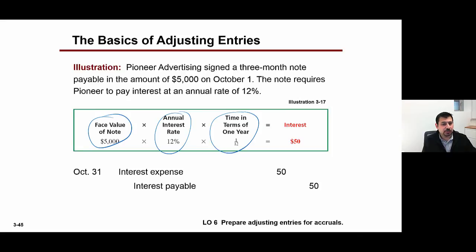Now, with the note, we'll talk about that later on in a future chapter, but basically, if it's a 3-month note, that means after 3 months, Pioneer Advertising will have to pay the $5,000 plus any interest that has accrued. They don't need to pay the interest every month. They pay it all at once at the end of the period. So after 3 months, the company has to pay the face value plus interest. As a result, because interest will not be paid now, we credit a liability account, interest payable.